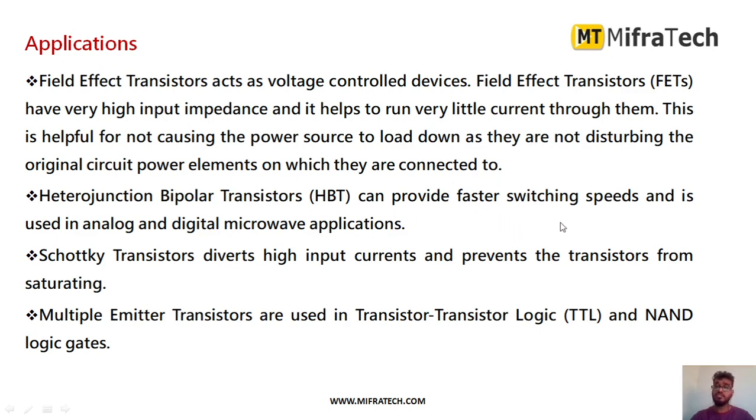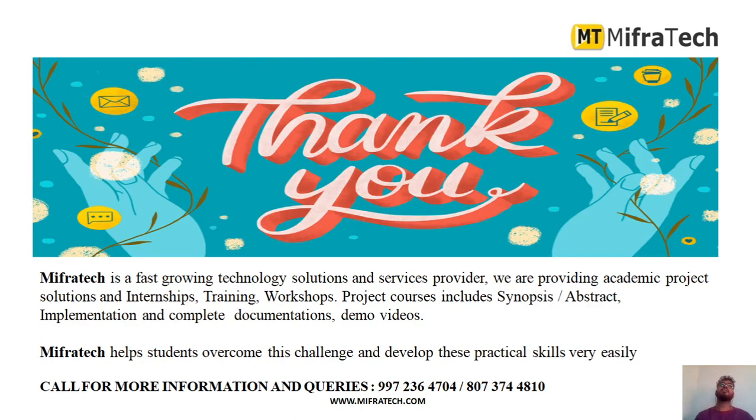There is one more type of transistor, the heterojunction bipolar transistor. They can provide a faster switching speed, and we can make use of these HBTs in both analog and digital microwave applications. And there is the Schottky transistor, which diverts high input current and prevents the transistor from saturating. There are also multiple-emitter transistors. They are used in transistor-to-transistor logic and NAND logic gates. In logic gates also we use these transistors. So these are the different applications of this transistor.